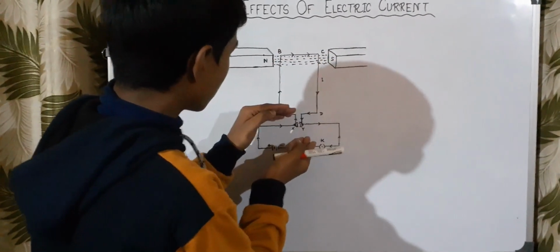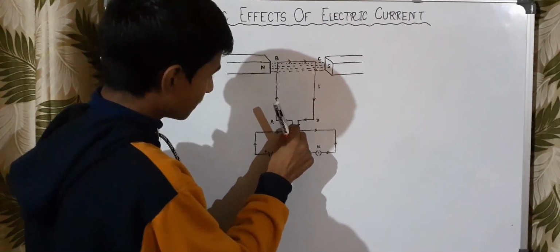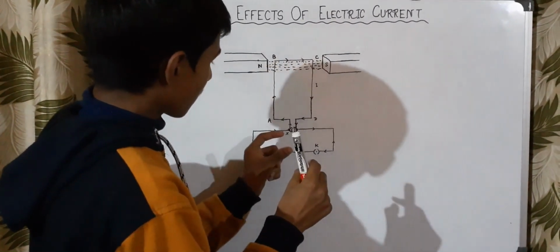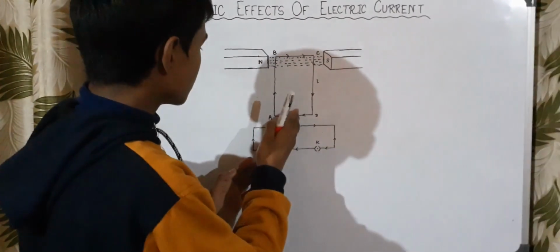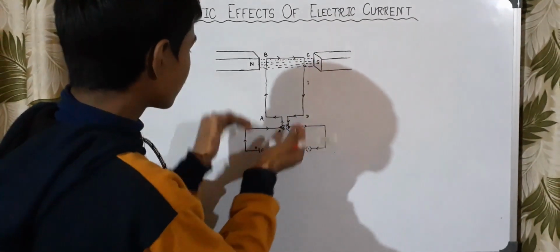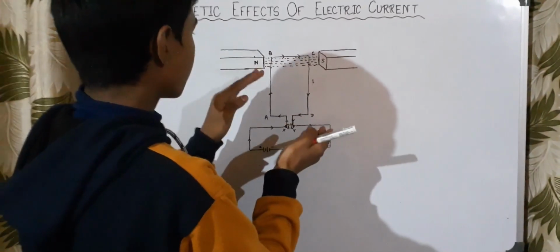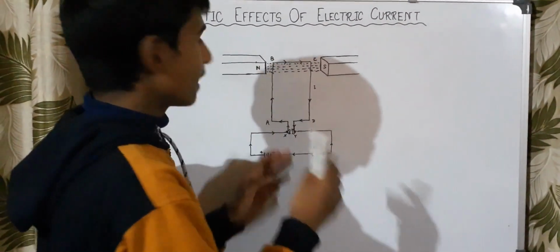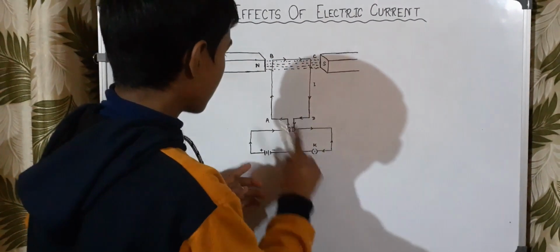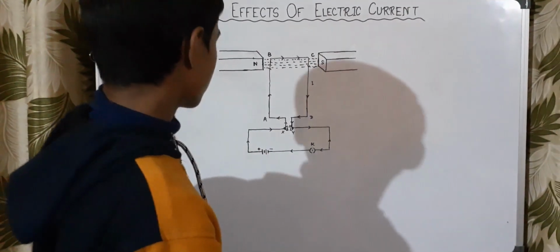Now when it goes up and down, then this gap would come here, and therefore the current would not flow. But since this part would have the momentum, it would again move and the circuit would be switched on again. So this process would continue, and the motor would rotate until and unless we switch off the circuit. So it is the working of the motor.